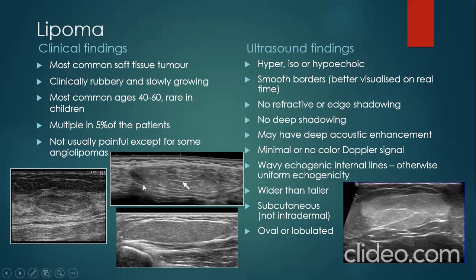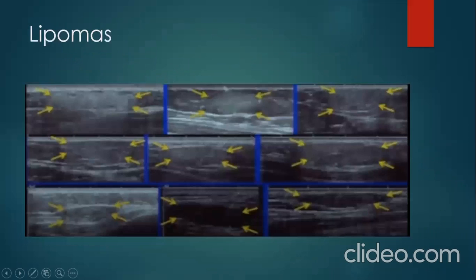It might actually instead show acoustic enhancement. As seen in this one, you can see posterior acoustic enhancement. And color Doppler can be minimal, or we cannot pick any Doppler signal. There are these wavy echogenic internal lines, and they are wider than tall. They are found in the subcutaneous layer. We don't find them in the intradermal layer. If we find them there, then they are not lipomas. They are usually oval or lobulated when we are looking at the shape.